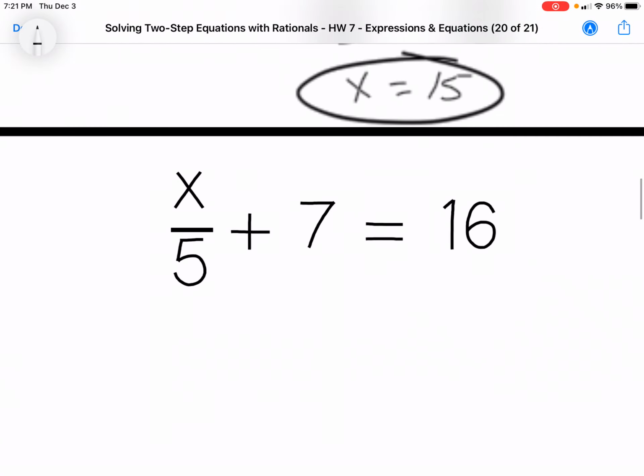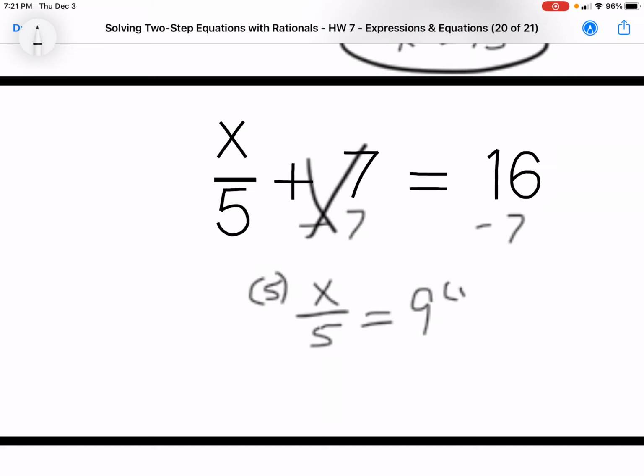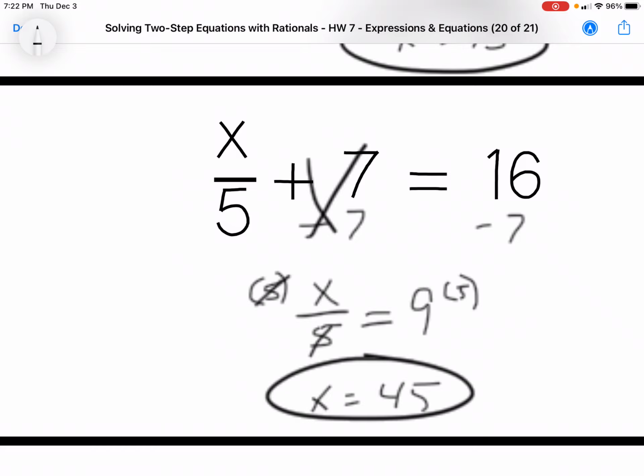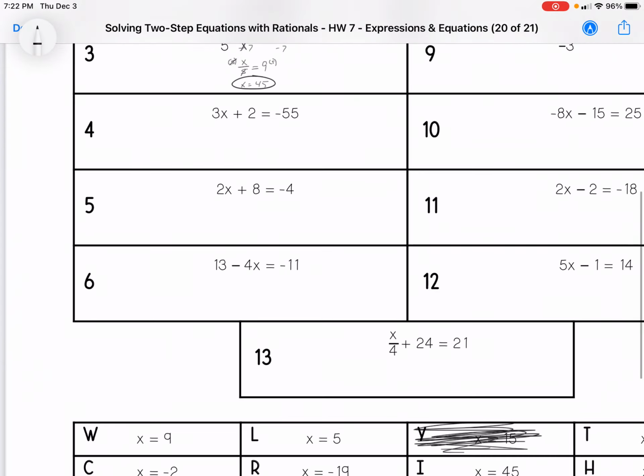Number 3. I'm going to subtract 7 from both sides. Those cancel. I'm left with x over 5 equals 9. X divided by 5, what is the opposite? Multiplication. Those cancel. I'm left with x equals 45. Going to go down to the bottom and find where x equals 45.